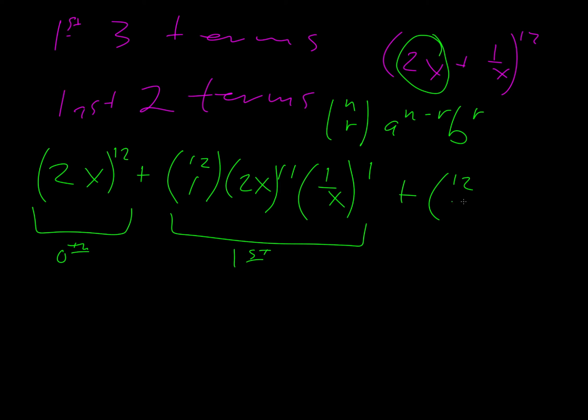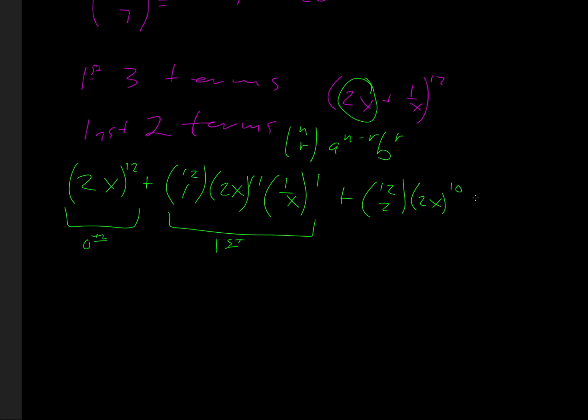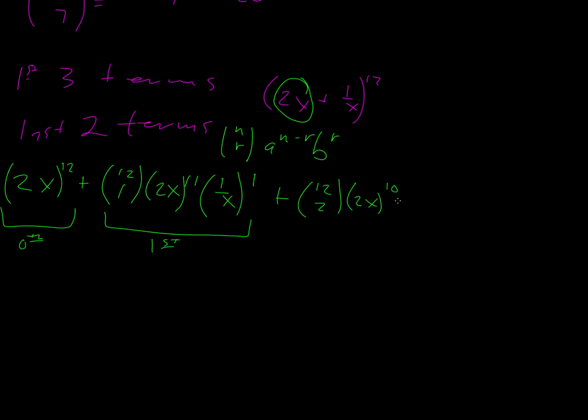So it's going to be 12 choose 2 this time. And then 2x. Whoops, I didn't do that. We're going to raise it to the 10th because it's the difference between these two. And then we're going to multiply it by 1 over x, and this time our r changed to a 2, so it's squared. So this is the second term. All right, so we finished this part. We did the first 3 terms.